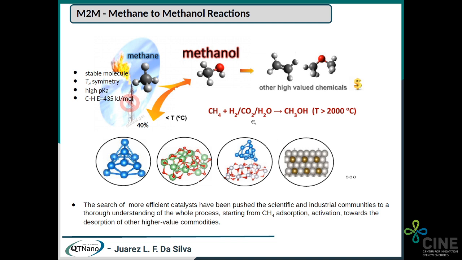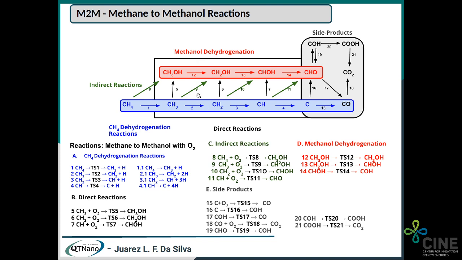Another challenge is that we have to understand the whole process, starting from the adsorption of methane on the catalyst surface, as well as its activation, which needs the removal of one hydrogen, and also the conversion toward methanol or other high-value commodities. This is a challenge to address, because if we choose oxygen to react with methane to form methanol, we can list at least 21 equations that are separated into some subgroups.